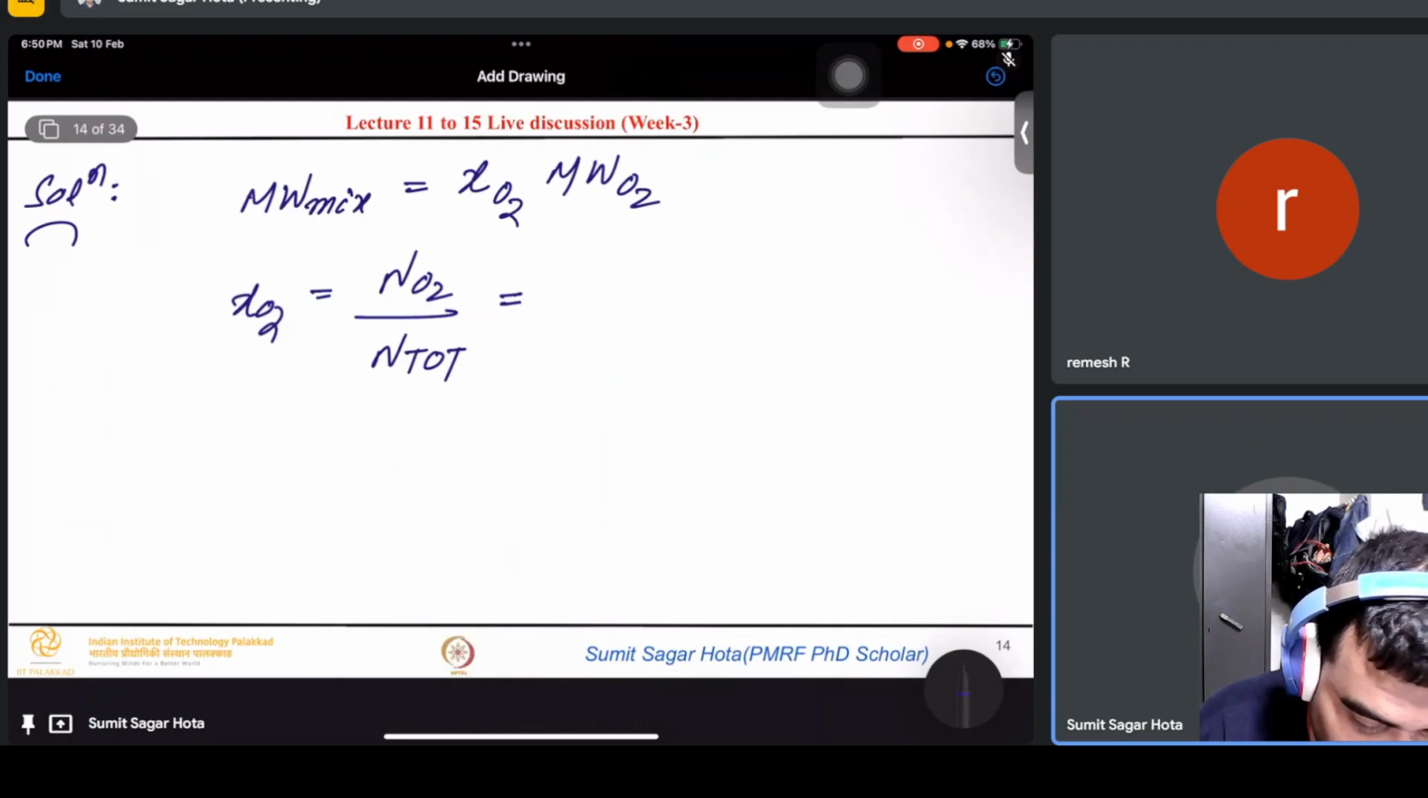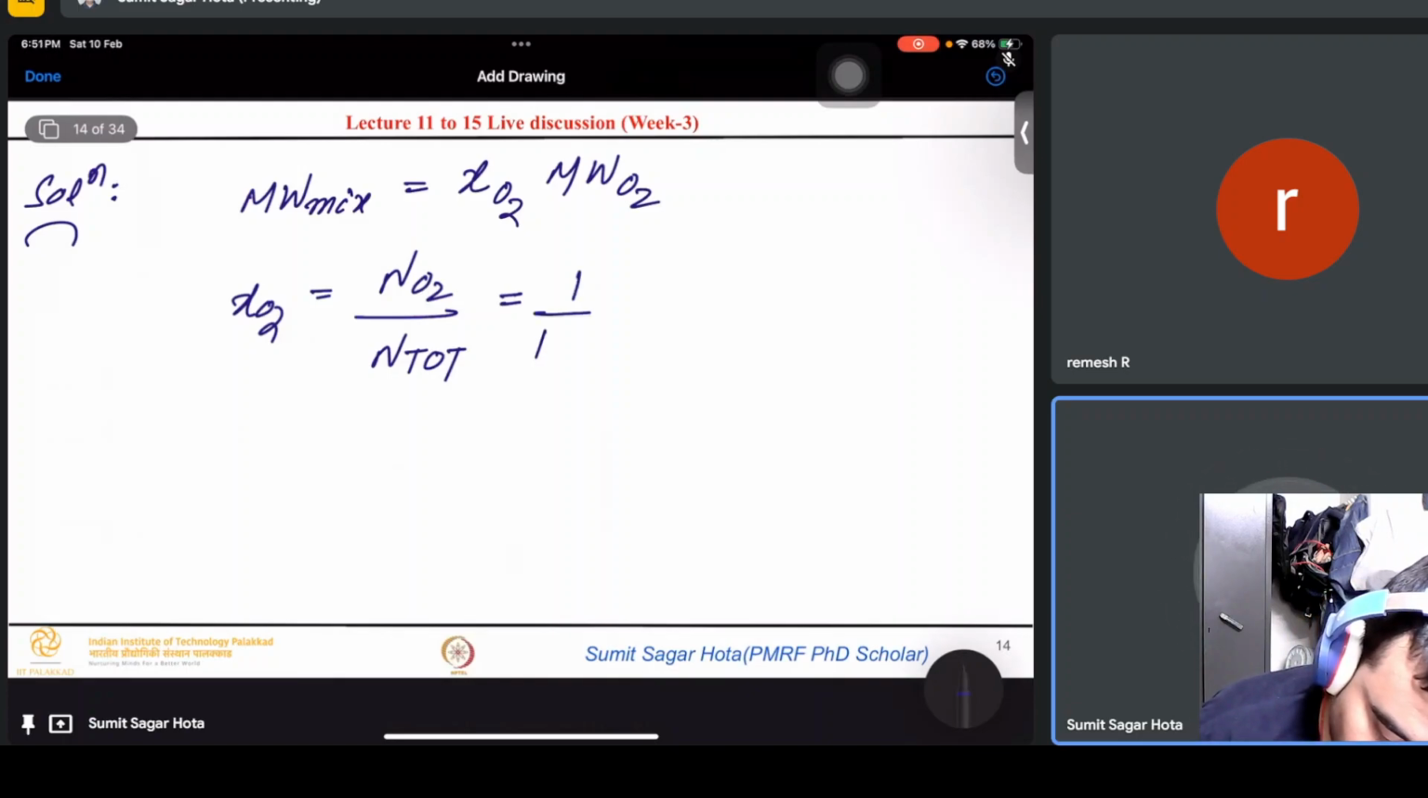Equimolar mixture of O2 and N2. Okay. Equimolar mixture means 1 mole of oxygen, 1 mole of nitrogen. Total 2 moles. So 1 divided by total number of moles is 1 by 1 plus 1, that is 1 by 2.